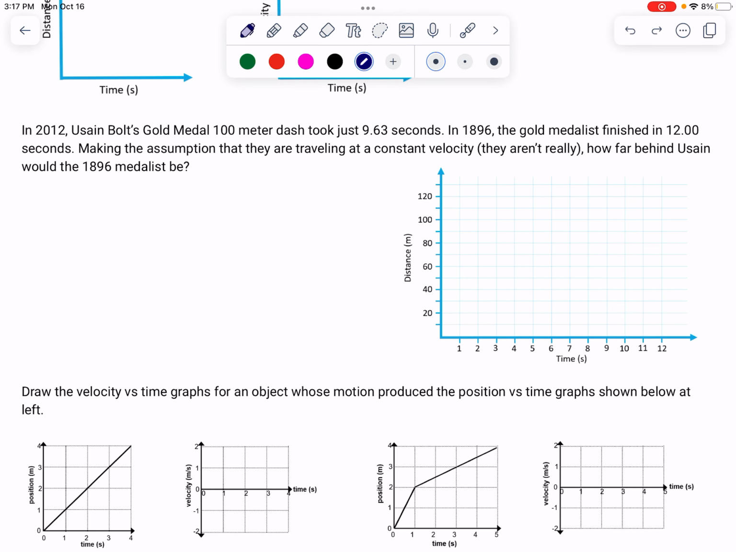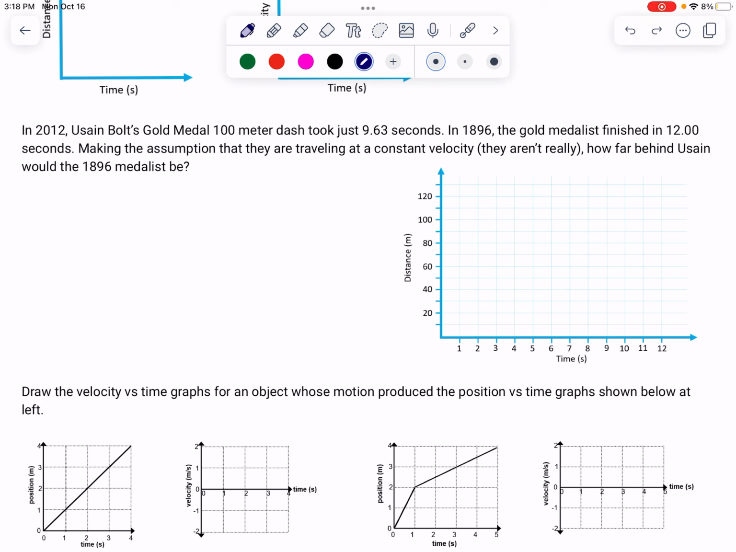All right. Lastly, a couple challenge questions here. I'll have you guys do this on your own. Just kind of explain it. So Usain Bolt, famous sprinter. He ran the 100-meter run, which is kind of the short distance run in the Olympics. He set the world record in 2012 by running the 100 meters in 9.63 seconds. This was significantly faster than the gold medalist from 1896, who ran that same race in about 12 seconds.